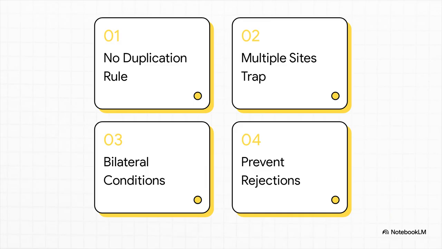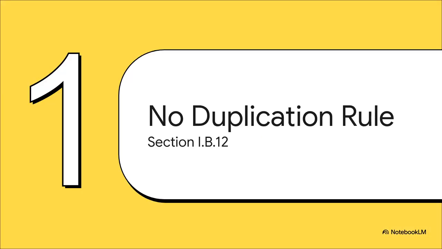Okay, let's dive into this. Here's a quick look at our roadmap for today. We'll start with the rule against duplication, then we'll look at the multiple sites trap, figure out how to navigate bilateral conditions, and finally talk about preventing those dreaded claim rejections. So, kicking things off with Section 1, the rule against duplication.